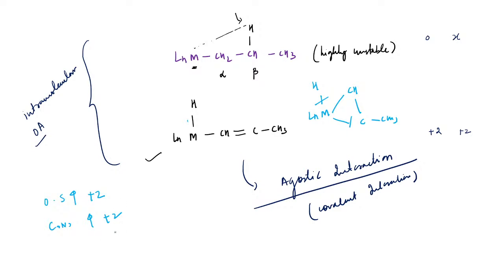Just these small points: oxidation state is increased by +2, coordination number is increased by +2, and if the complex is 16 electron, it will go to 18 electron. So again I'm repeating, whenever you have beta hydrogens in any complex, that complex is highly unstable. The features are oxidation state increased by +2, coordination number increased by +2, and a 16 electron complex will go to an 18 electron complex, and this is known as agostic interaction. Right, now let's go to this question.